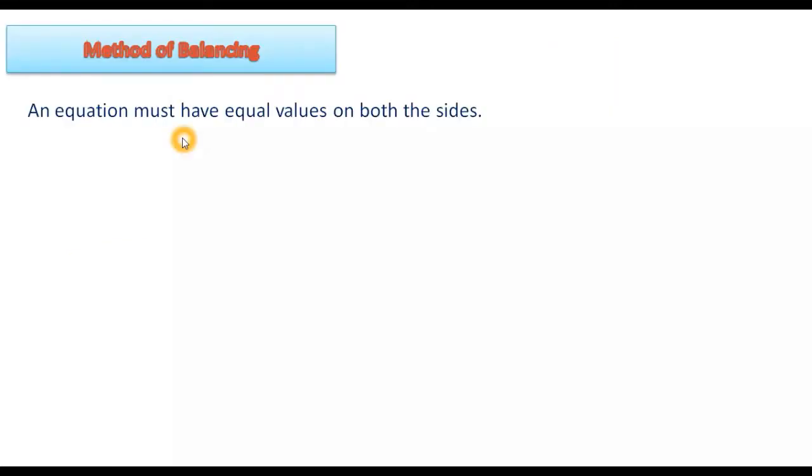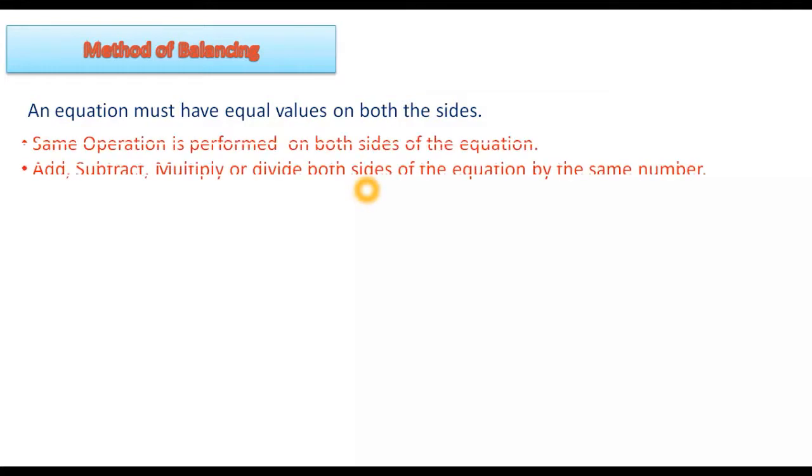In the method of balancing, the linear equation is assumed as a weighing balance. Like you have observed, a weighing balance has an equal amount of weight on both sides. So here also an equation must have equal values on both sides. That means if we perform an operation on one side of the equation, we need to perform the same operation on the other side. So we have to perform the same operations on both sides of the equation, on the left hand side as well as on the right hand side.